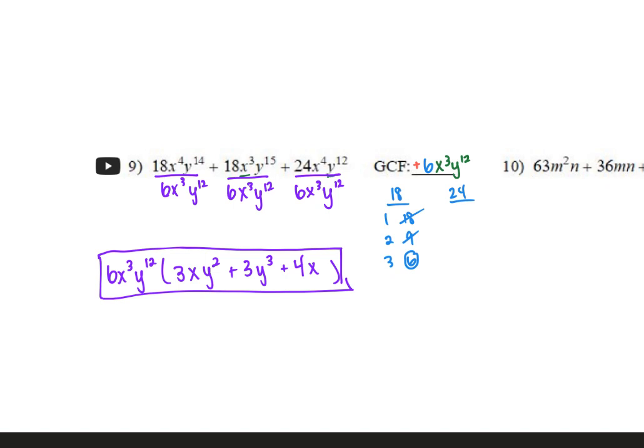So now just to check, 6 times 3, 18. X cubed times x is x to the 4th. Y to the 12th times y squared is y to the 14th. 6 times 3 is 18. We have x cubed, y to the 15th, because 12 plus 3 is 15. 6 times 4 is 24. X to the 4th. And then we have our y to the 12th. So since that all checks out with the original problem, we know that that is correct.